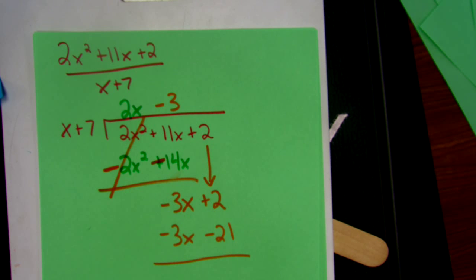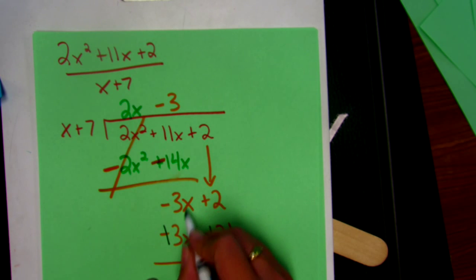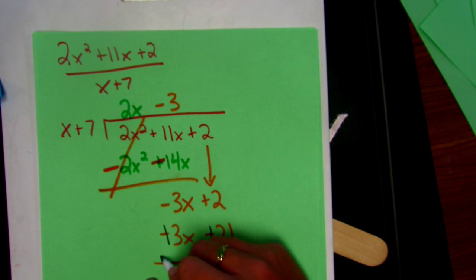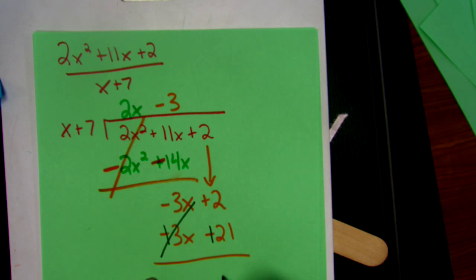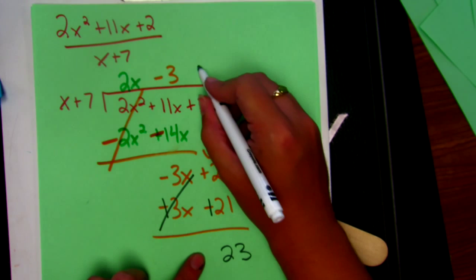Now we change our signs. So negative 3x plus 3x cancels. 2 plus 21 is 23. So we can't bring anything else down, so we've got our remainder of 23.